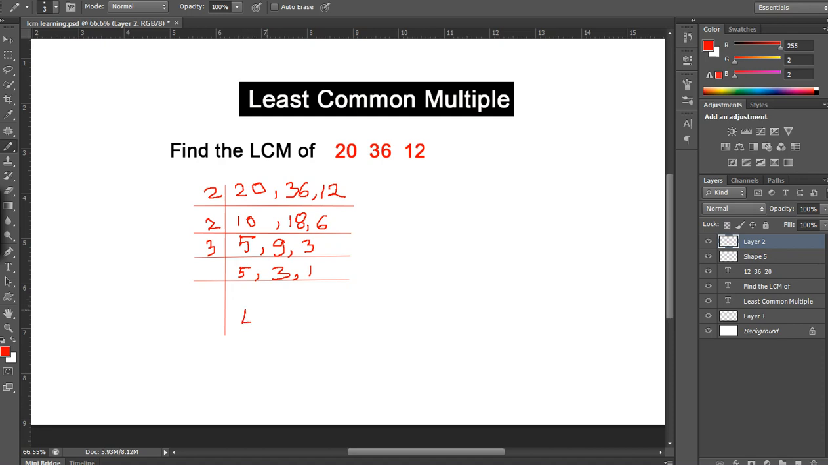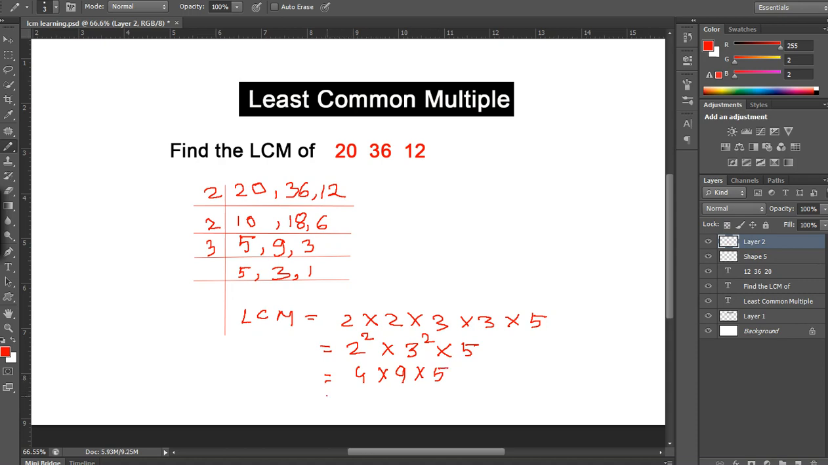Now what will be the LCM of these numbers? You have to write LCM equal to 2 into 2 into 3 into 3 into 5. So we can write 2 square into 3 square into 5. This will be 4, this will be 9 and 5.